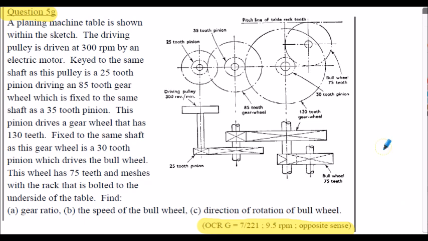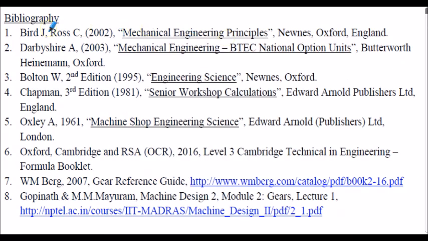So I said at the beginning of the presentation, this is essentially the same as the previous gear presentation on our YouTube channel. It's just that the definition of the gear ratio is inverted. And that's because of the formulae on the awarding body sheet. And here's the bibliography used to help generate this presentation, which I hope has been of interest to you.